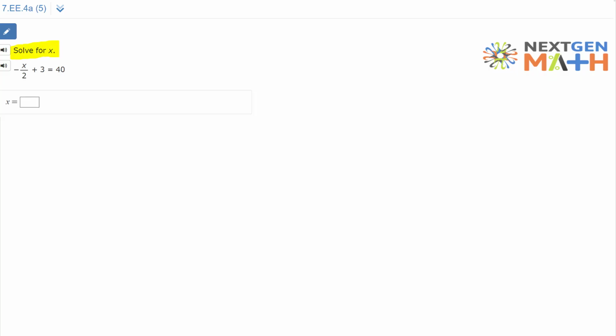Solve for x. Solve for x. Negative x over 2 plus 3 equals 40. Let's rewrite this equation as negative x over 2 plus 3 equals 40. Now to solve this, our goal is that we want to figure out what x is.